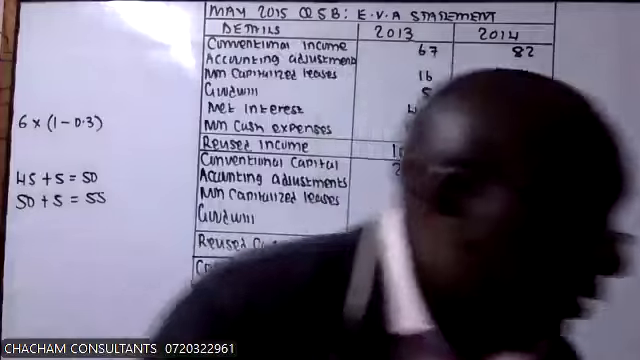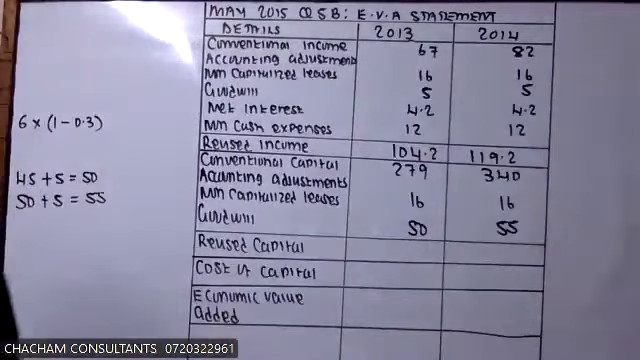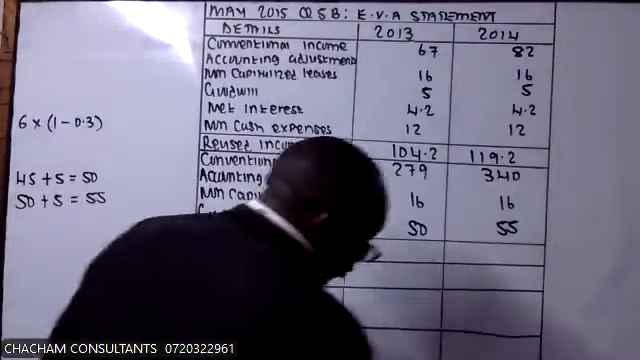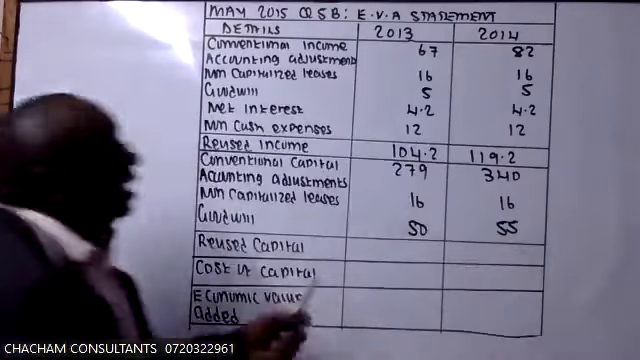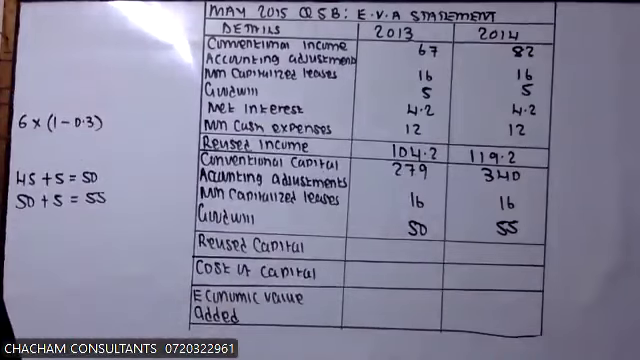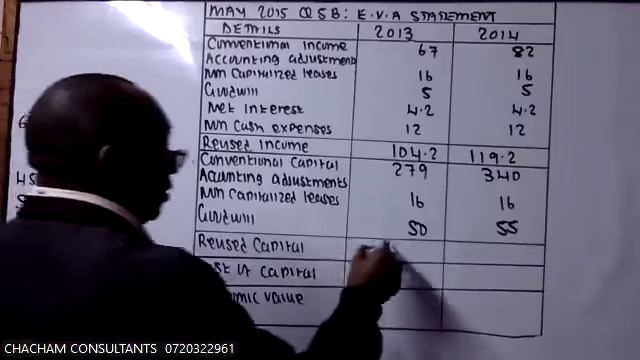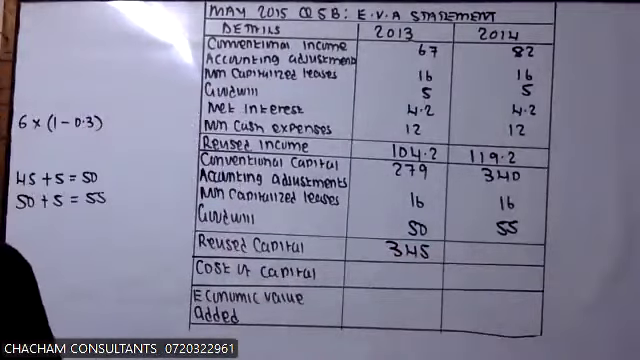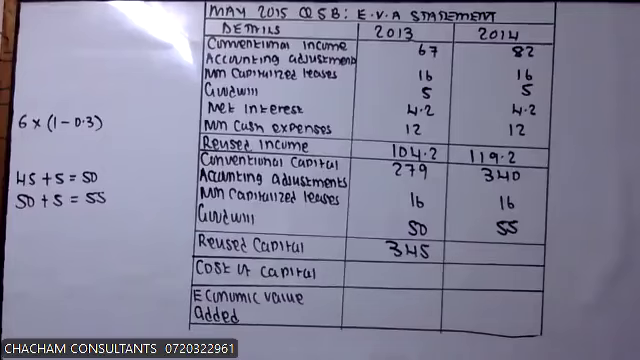Naiweka hivyo ndio tufanye workings. Kwa sasa hii ni composite, eh? So that will be the end of the statement, so that you are able to do the workings down there. So nipatie hii ya the first year. $345. Hiyo ingine $411.